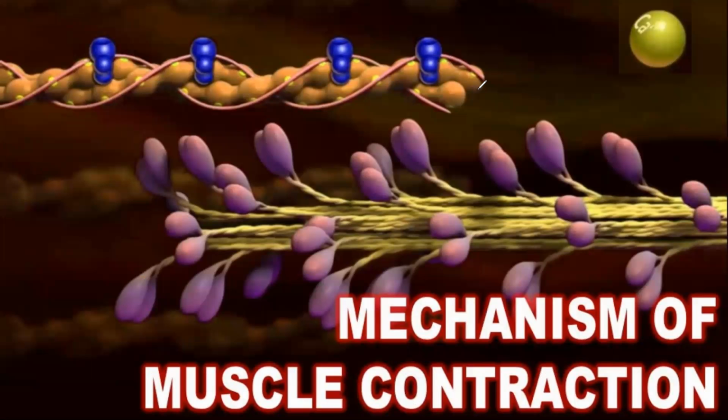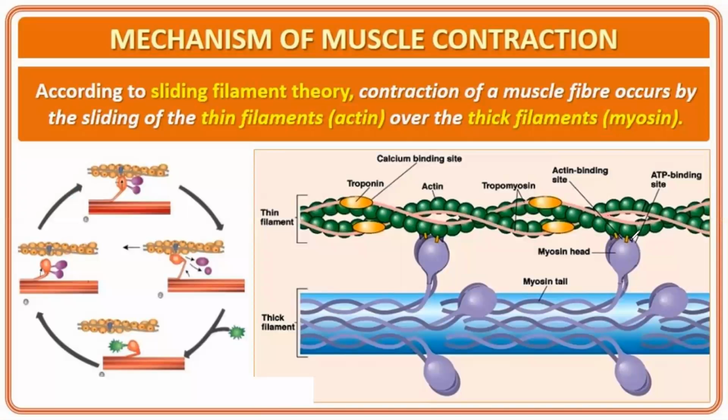Now we will learn the mechanism of muscle contraction. According to the sliding filament theory, contraction of muscle fibers occurs by sliding of the thin filament, that is actin, over the thick filament, which is myosin.